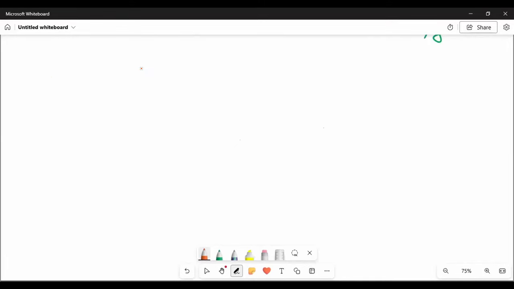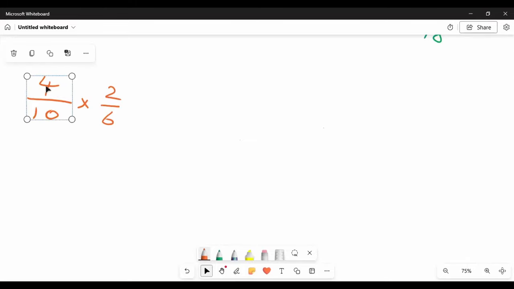So to make it even more understandable, I'll give you all another example, okay? Let's take 4/10 into 2/6. So here the first numerator I have over here is 4. What is the denominator we have for this 4?